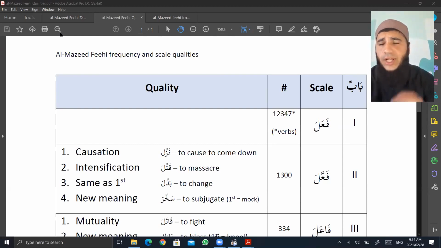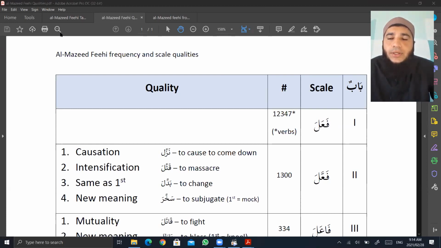So tell me, for example, in the case of allama, what connotation is used over there? What does allama mean, firstly? Allama means to teach, to cause someone to know. So there's the meaning of causation over there.